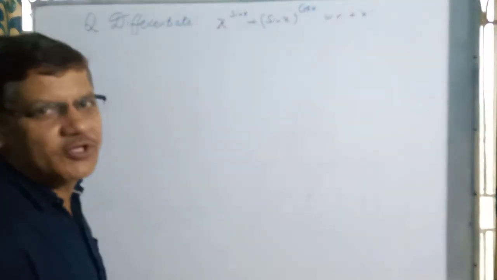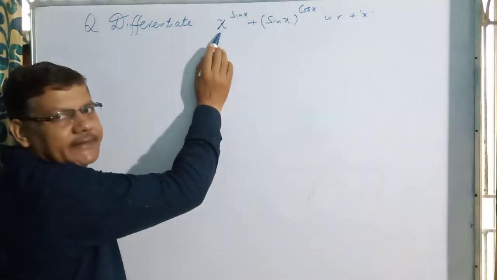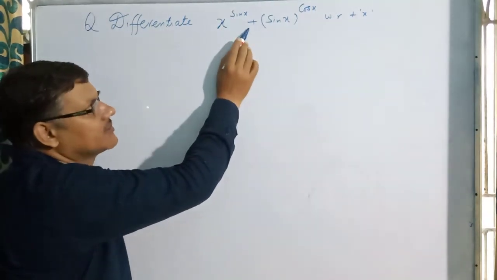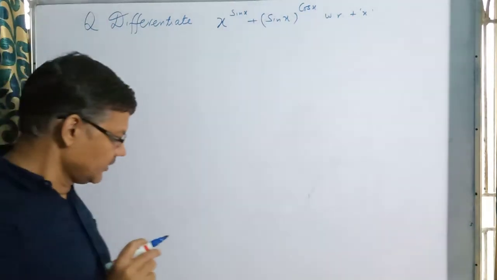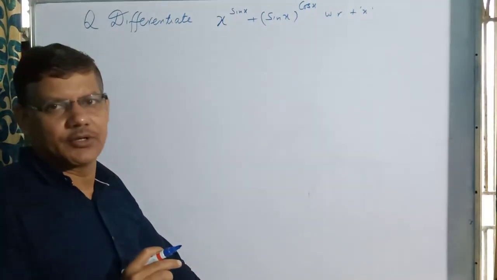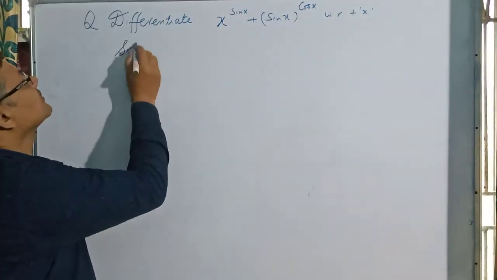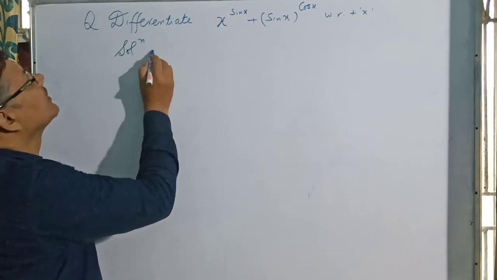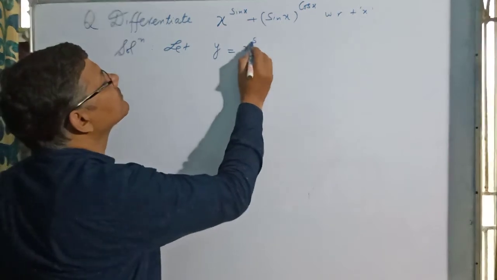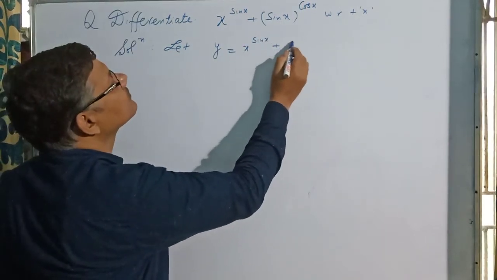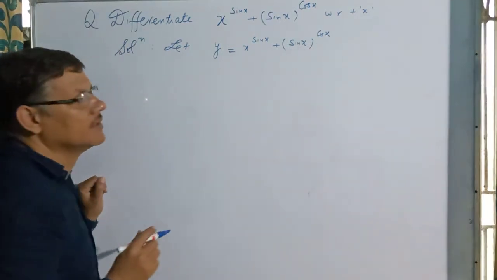So here, to explain this, I am going to take a question from your book, that is: differentiate x to the power sin x plus sin x to the power cos x with respect to x. First of all, we have to know the algorithm, how we are able to differentiate. Your algorithm is that we take the given function as y. This is the given function and it is taken as y.